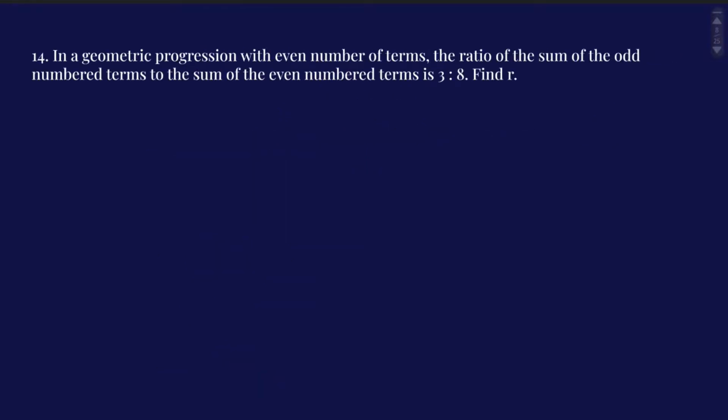So now let's look at this question. In a geometric progression with an even number of terms, the ratio of the sum of odd number terms to the sum of even number terms is 3:8. Find r. So what we are given is, let there be 2n number of terms. So it is going to be a, ar, ar squared, ar cube, ar to the power 4, and so on till ar to the power 2n minus 1.